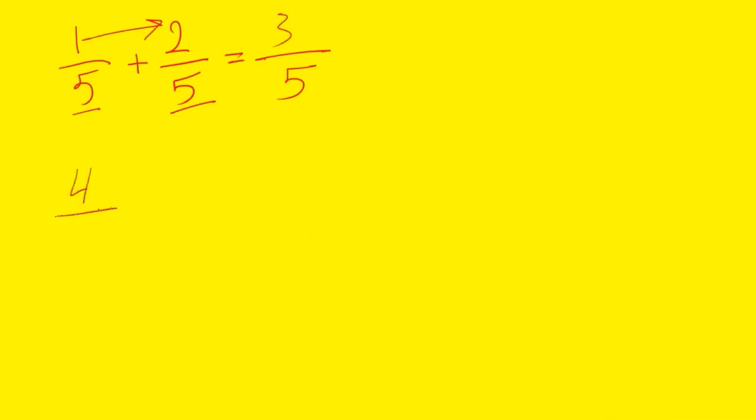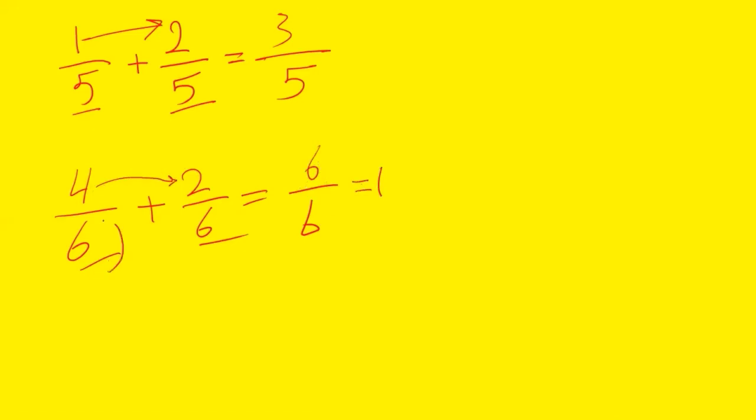4 over 6 plus 2 over 6. Keep the denominator as it is. This is the like denominator. They are the same. It means the same denominator. Like denominator means the same denominators. And start to add numerators. 4 plus 2 equals 6. And 6 over 6 equals 1.